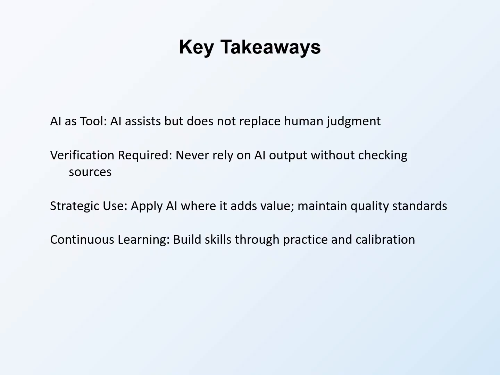Strategic use means applying AI where it adds value while maintaining quality standards. Use AI for tasks it does well, like data processing, while relying on human judgment for tasks it does poorly, like strategic assessment. Do not let AI efficiency lower your quality standards.